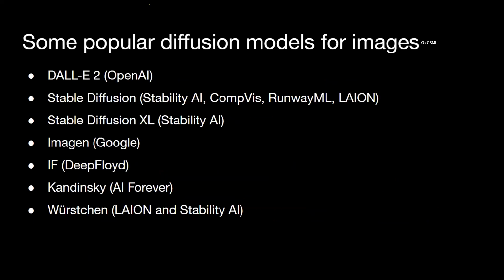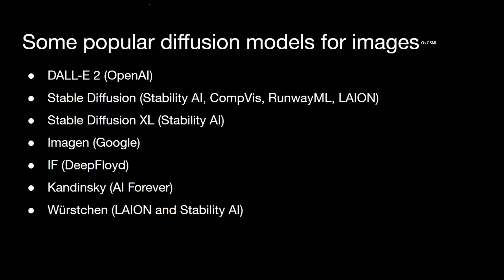And let's talk about some popular diffusion models. We have got DALL-E 2, DALL-E 3. I should have updated again. Then we have got Stable Diffusion XL. Then we have got Imagen. We have got DeepFloyd IF, not the Rudyard Kipling poem. We have got Kandinsky, and then we have got Wuerstchen. These are like pre-trained state-of-the-art models.